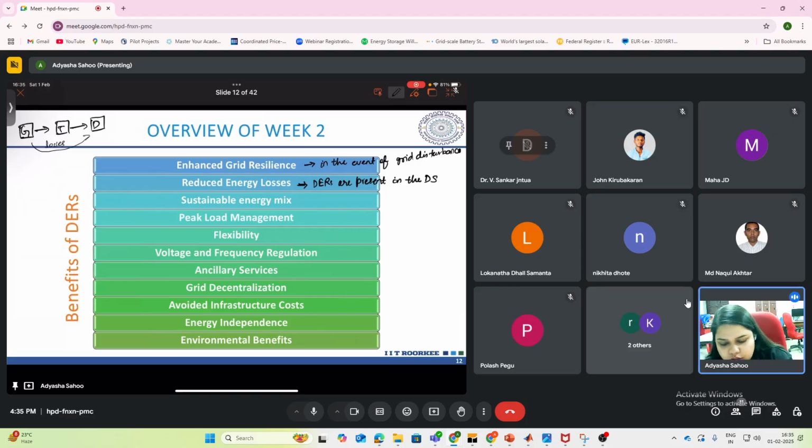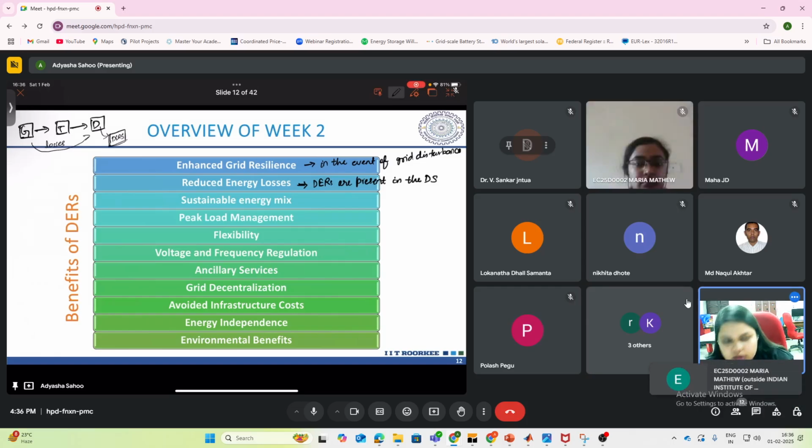But what is happening now is that in the distribution system, some DERs are being connected and the loads are also present in the distribution system only. So you don't have to transmit the power over long distances because you have the DERs at the point where the loads already are. That way the energy losses can be minimized.